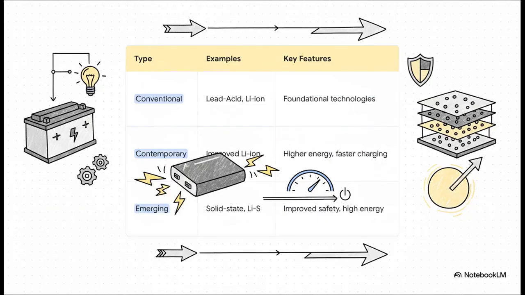This is a great way to see how far we've come. The conventional era gave us the absolute workhorses, right? Like the lead-acid battery in your car. Right now, we're in the contemporary phase, which is all about making lithium-ion batteries hold more charge and juice up way faster. But the really exciting stuff is on the horizon. Emerging tech, like solid-state batteries. These promise a future with way safer and much, much more powerful energy storage.